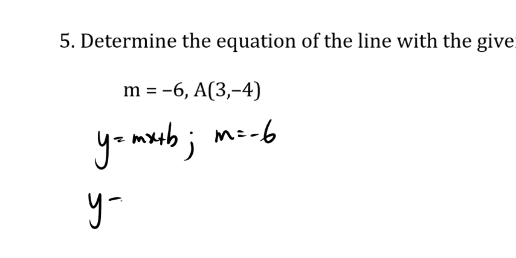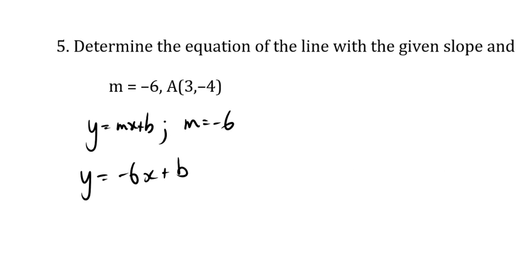So y equals negative 6x plus b. So I subbed in the negative 6 as a slope. But y and x stay as y and x. In an equation, we don't change them. They're part of the equation. The last thing I have to find is the value for b. How do I do that? That's where the point comes in. So that's step number 1.